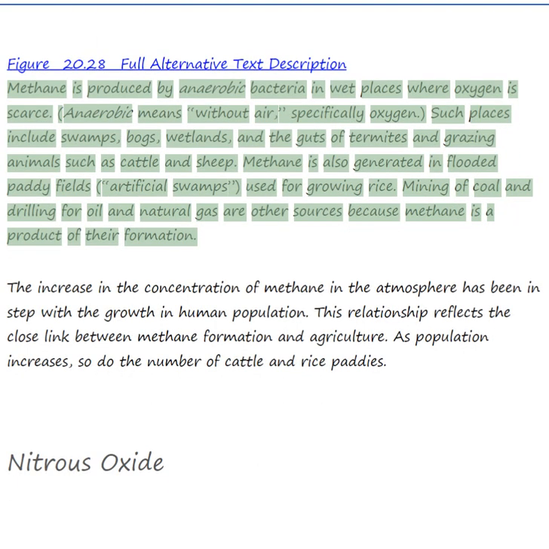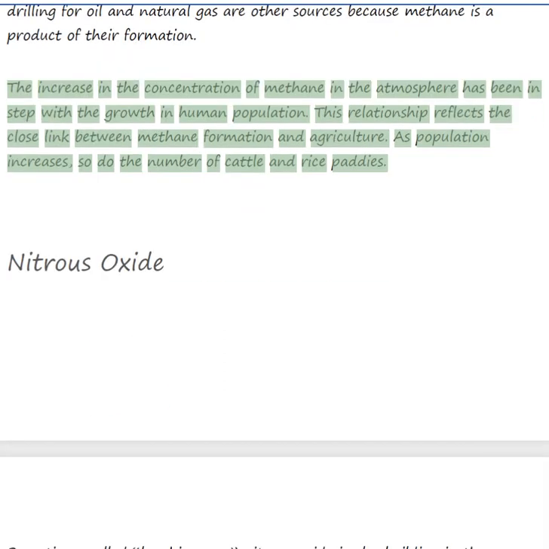Methane is produced by anaerobic bacteria in wet places where oxygen is scarce. Such places include swamps, bogs, wetlands, and the guts of termites and grazing animals such as cattle and sheep. Methane is also generated in flooded paddy fields used for growing rice. Mining of coal and drilling for oil and natural gas are other sources because methane is a product of their formation. The increase in the concentration of methane in the atmosphere has been in step with the growth in human population. This relationship reflects the close link between methane formation and agriculture. As population increases, so do the number of cattle and rice paddies.